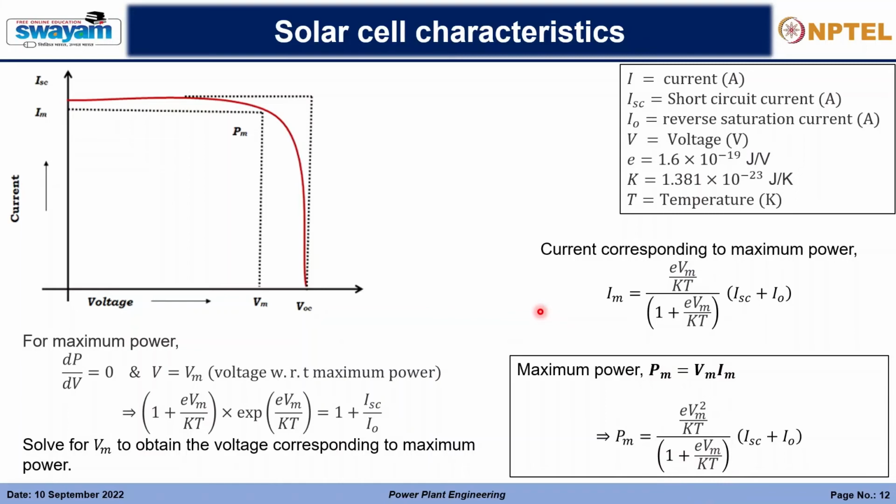Excuse me, sir. One minute, sir. Sir, in the question they asked to find the maximum possible power output. Which is that one, sir? You tell me. Possible power output means, you tell me.